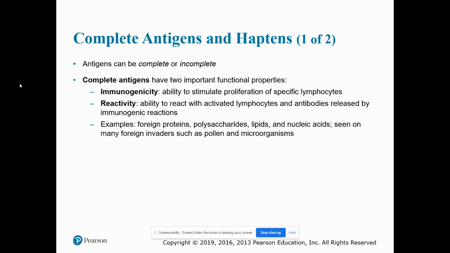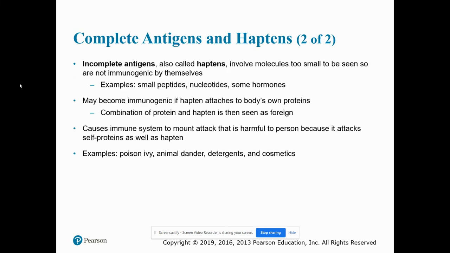With immunogenicity, we're talking about the ability of the antigen to stimulate the proliferation of specific lymphocytes. Reactivity just means that it's going to be able to react with activated lymphocytes and antibodies that are released by immunogenic reactions. We have some examples of complete antigens. They're going to be foreign proteins, polysaccharides, lipids, a number of other things. Then we have incomplete antigens, also called haptens.